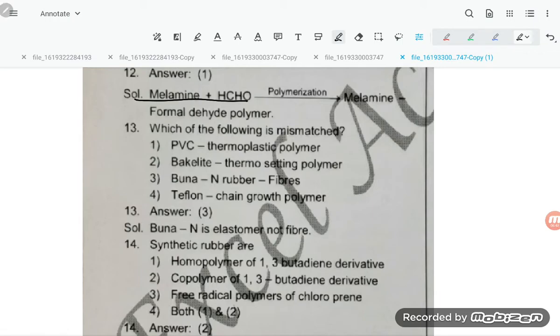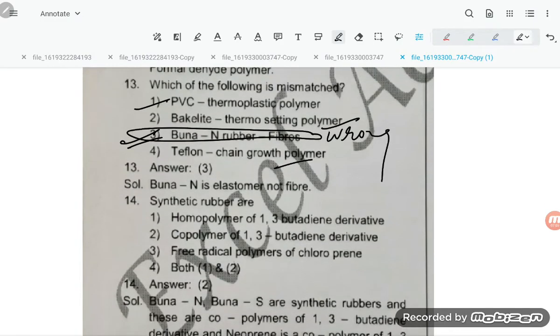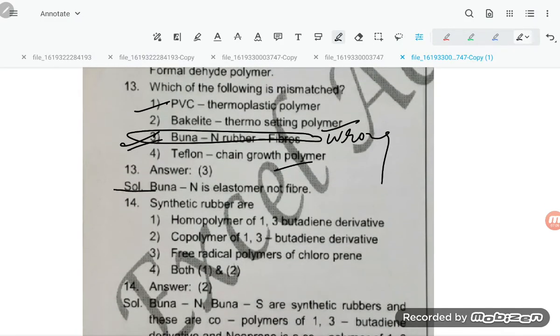Which of the following is mismatched? PVC is a thermoplastic polymer, that is correct. Bakelite is a thermosetting polymer. Buna-N rubber is a fiber, this is wrong, student. Teflon is a chain growth polymer, that is correct. So our required answer is option number 3, because Buna-N is an elastomer, not a fiber.